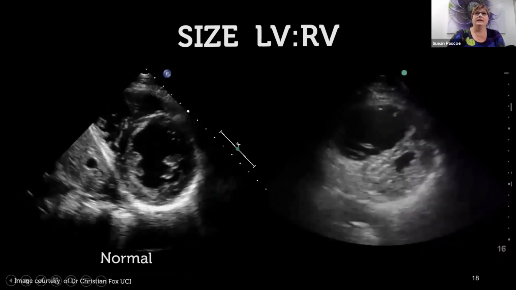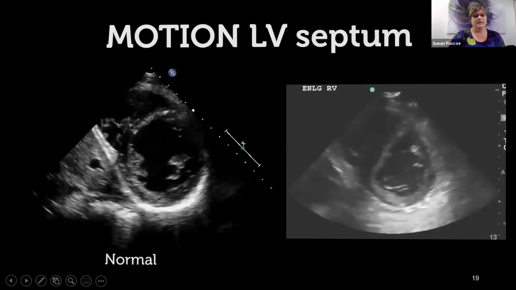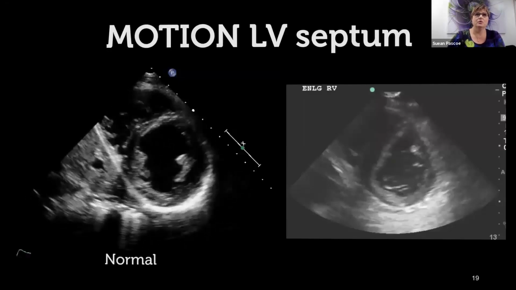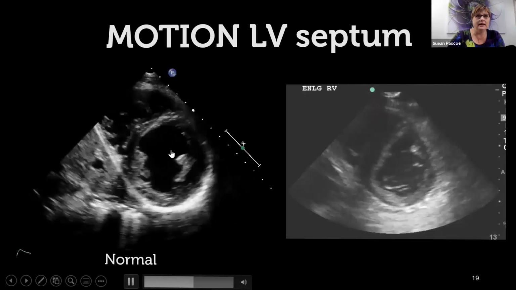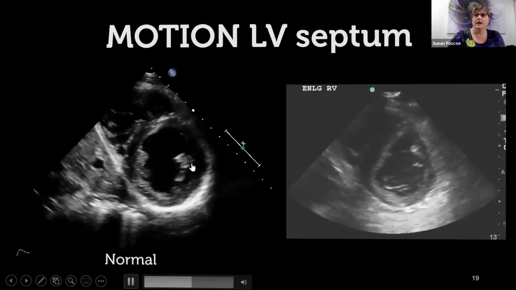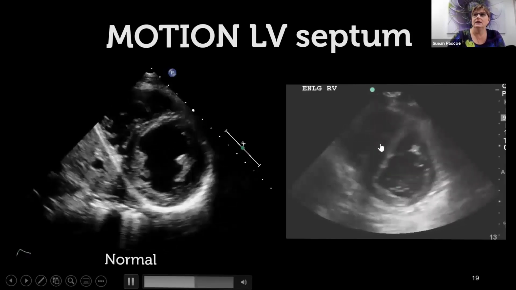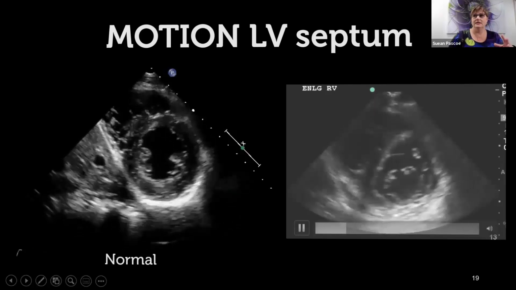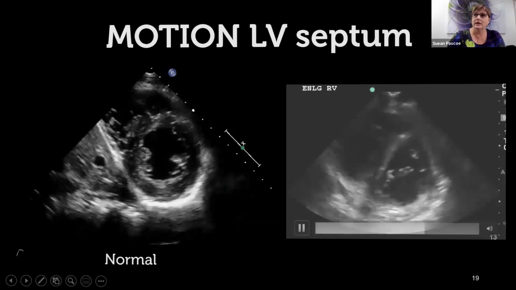We want to look at the motion. And again, we come back to that size, motion and squeeze. So when we're looking at the motion, we're looking at the motion of the septal wall. As the heart squeezes, it all comes in equally from each side towards the middle. In this instance here, you can see that the motion is not quite as we expect. In systole, it's bowing the opposite way.